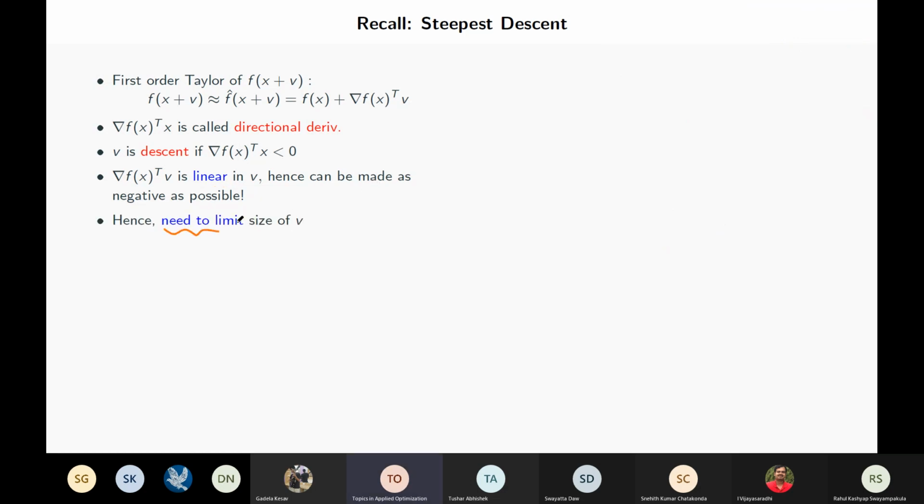So what is the problem here? What will happen if that is the case? It can be made as negative as possible. The problem is that I can choose a v that falsely leads me into an unusual descent. Let me say unusual descent, right?